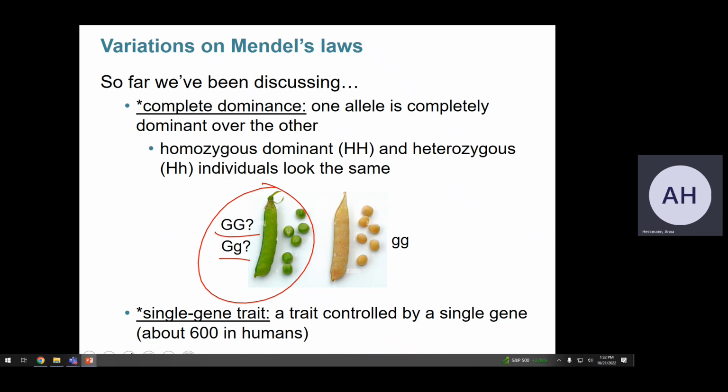But things aren't always that simple. We also have been discussing traits that are controlled only by a single gene. Traits like this aren't actually that common. Humans have around 25,000 genes, and out of those, only about 600 are single gene traits. Even fewer exhibit complete dominance. So what else is out there?